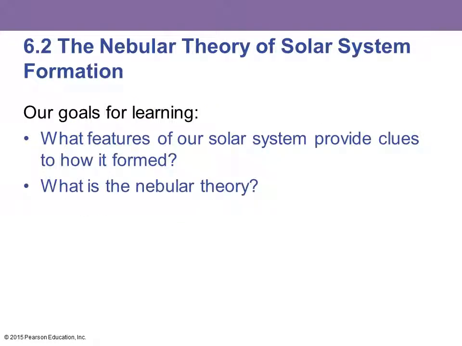All right, let's look at section 6.2, the nebular theory of solar system formation. And the goals here are what features of our solar system provide clues to how it formed, and what is the nebular theory. We're going to look at this in a very superficial way, not getting into a lot of detail, but just understanding the basic parts of the nebular theory. So, at least up to now, this is how we believe our solar system formed.